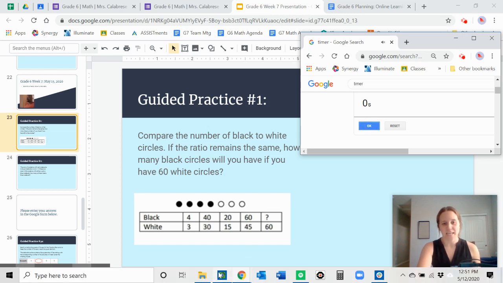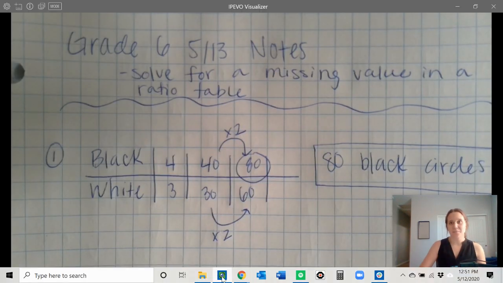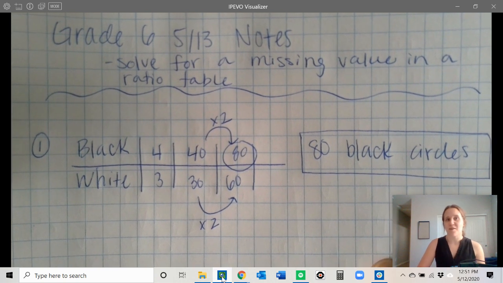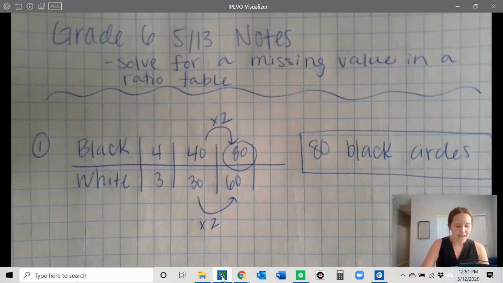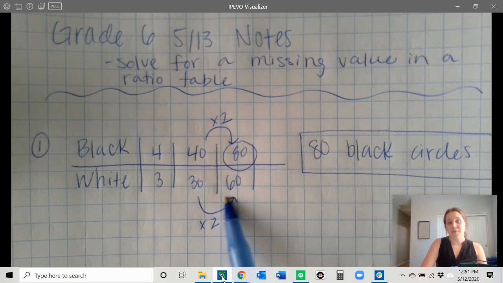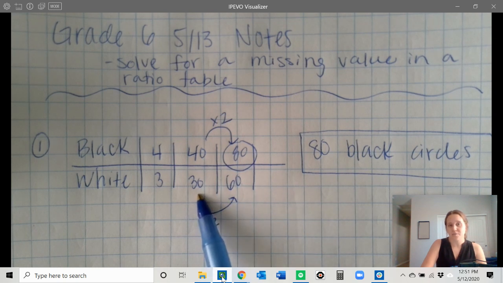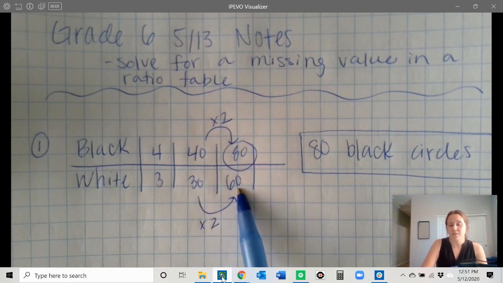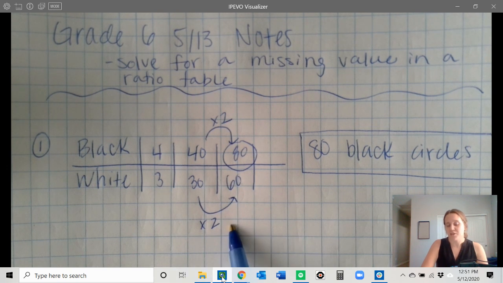All right, let's come back together. You've had a lot of experience with ratio tables, so I predict that you nailed it. But I just copied down a couple of ratios. I didn't copy them all down. I knew I needed to get to 60 white circles, and so I used this ratio because I know that 30 times 2 is 60. That's an easy multiplication fact.